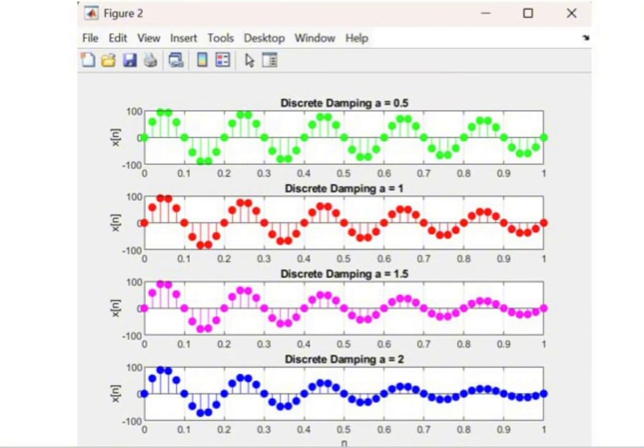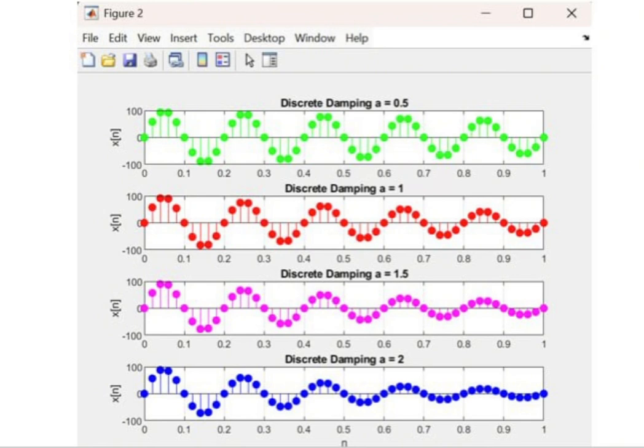Next, for damping 1, this graph represents the wave when the damping value is 1. Compared to the previous graph, the amplitude decreases faster because the damping effect is stronger. The wave peaks become smaller as time increases. The oscillation is still visible, but the signal fades more quickly.